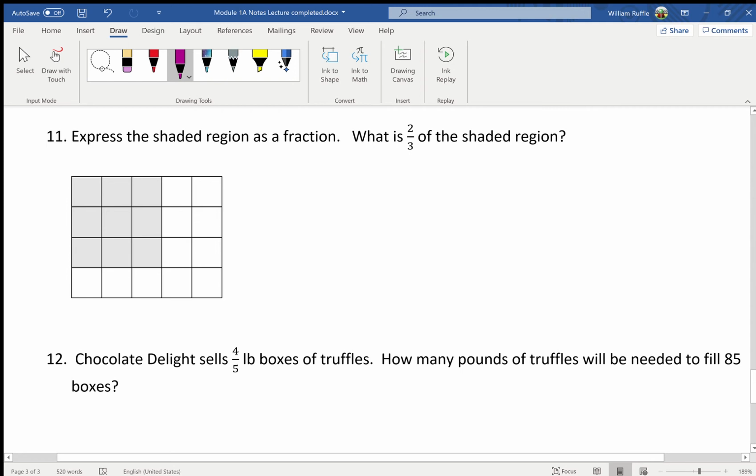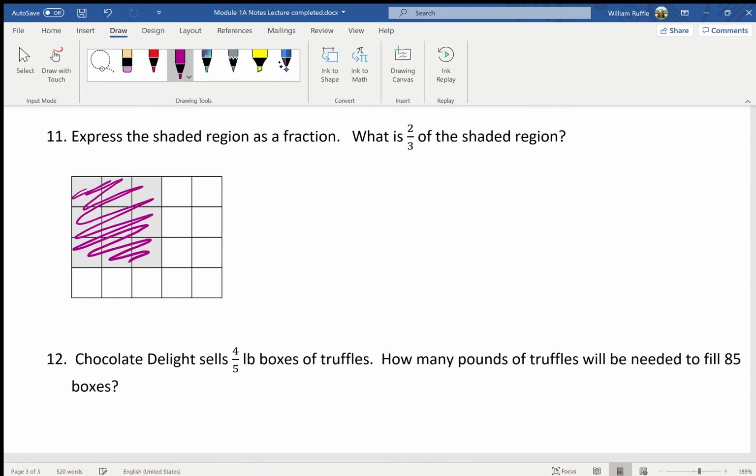Express the shaded region as a fraction. And then what is 2/3 of that shaded region? Well, here is the shaded region right here. That's 9 blocks. So it is 9 over, well, let's see, this is 5 this way, 4 down. 4 times 5 is 20, so it's 9 over 20.